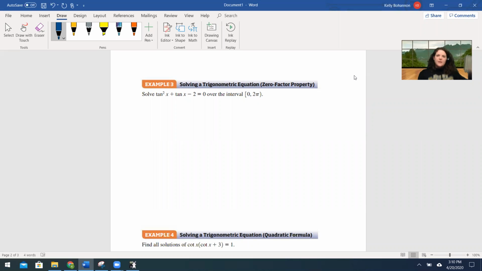All right, example 3, solving a trigonometric equation, zero factor property. Again, it's still zero factor property, which means you're going to factor. This one's already set equal to 0, so it's a quadratic. If this confuses you, looking at it like this, replace tangent.